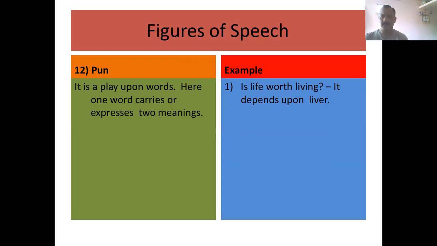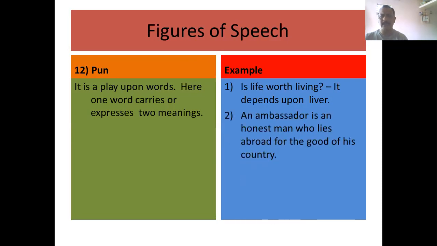Is life worth living? It depends upon the liver. Here, liver has two meanings. Liver means the man who lives his life, who leads his life. He is also called liver. And the liver is a part of our body. So liver has two meanings, and one is used in this line.